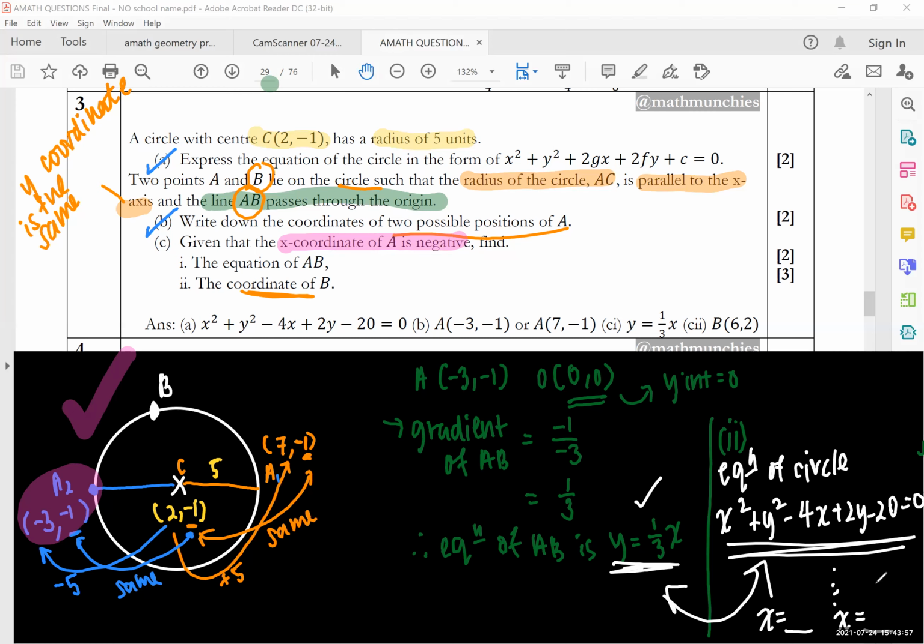Okay, so right now, guys, try to do this question and let me know whether you can get the answer for C part 2, and then we'll move on to number 4.